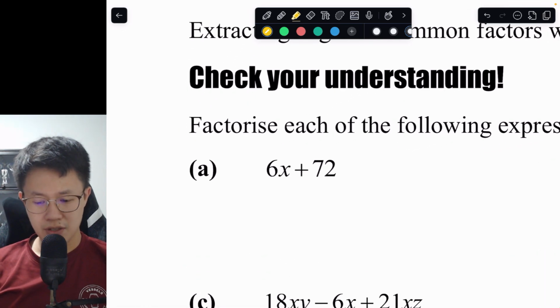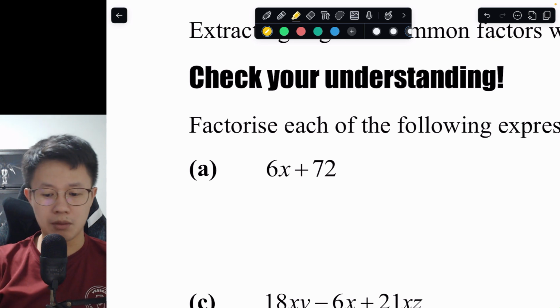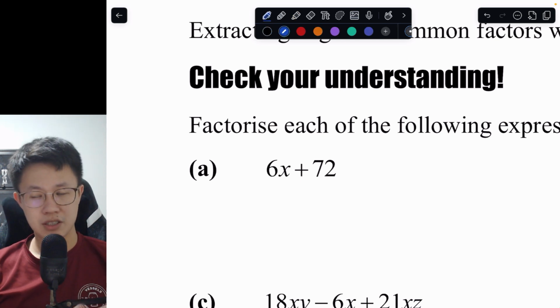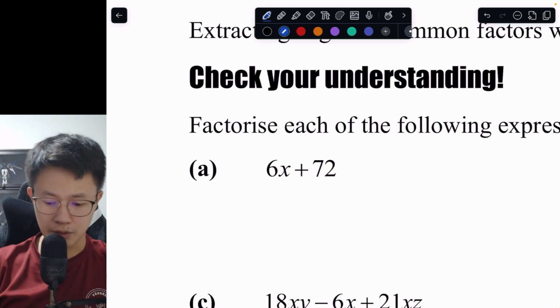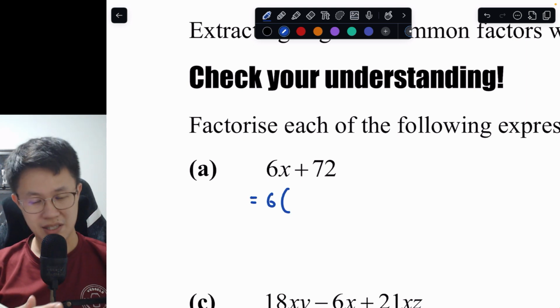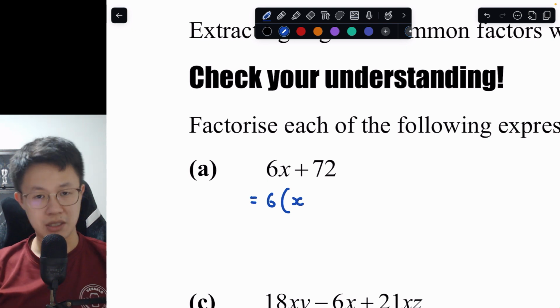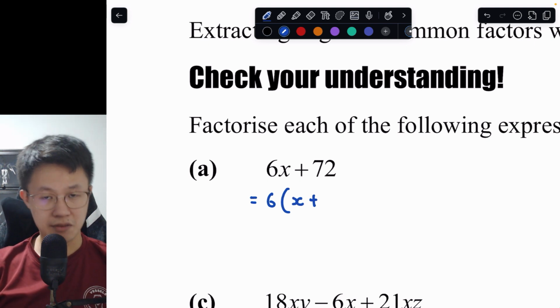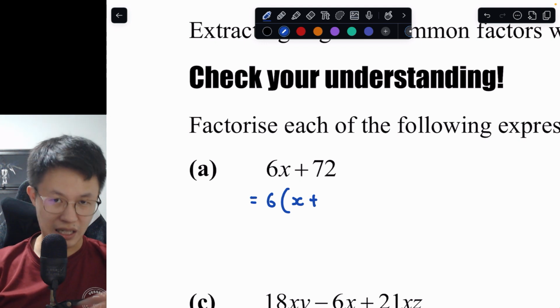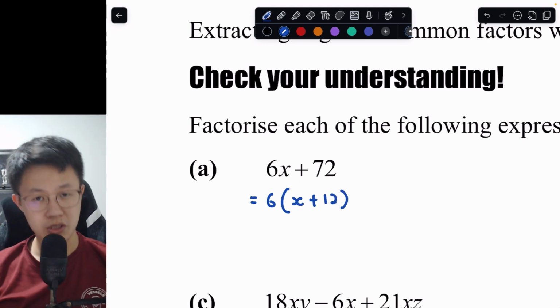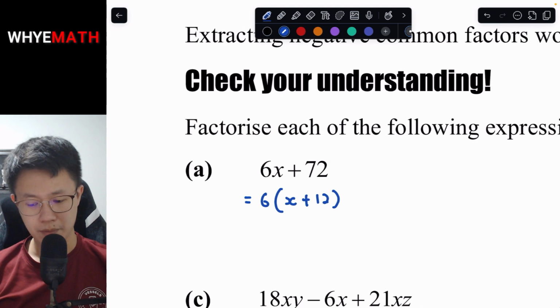So first I have 6x plus 72. Over here, I would like to factorize out a common factor, and usually you go for the lowest common factor, and you will actually divide by 6 on all terms, right? You extract out 6 and you will get x remaining from 6x, and from 72, when you divide by 6, you'll get 12. One way to check is to do the expansion. Do you still get the same thing?